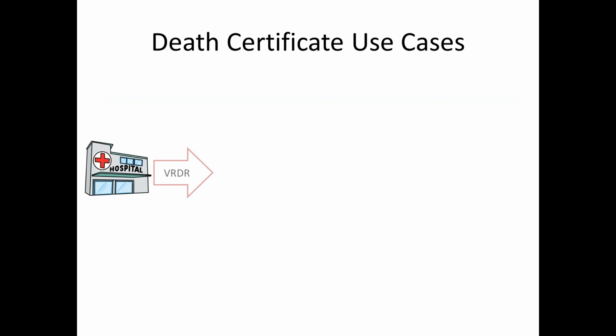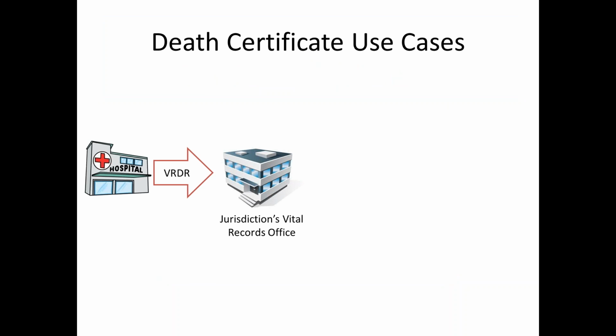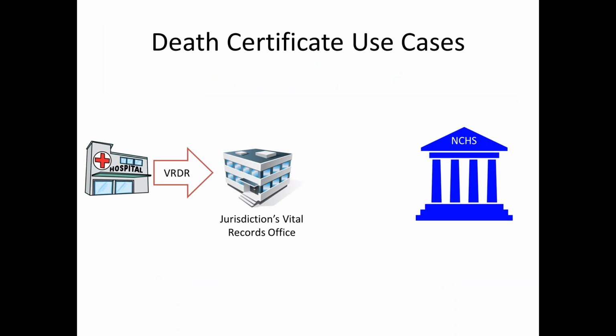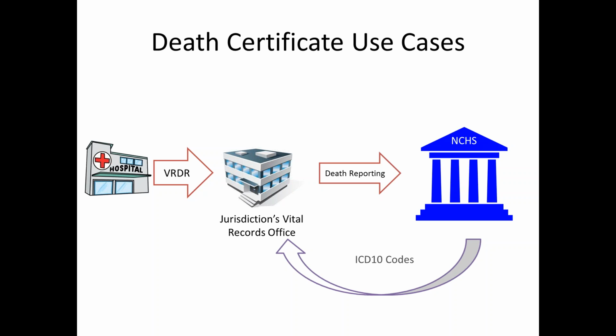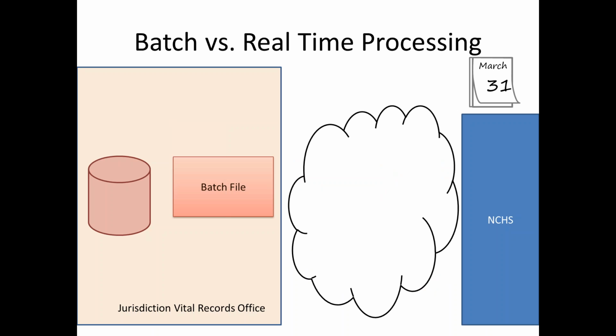We've already seen the use case from the hospital to the jurisdiction vital records office using VRDR, a CDA approach. There's also a need to send information from jurisdiction vital records offices to the National Center for Health Statistics. NCHS in return sends ICD-10 codes and bridged race and ethnicity back to the jurisdictions. Both of those needs can be met with HL7 messaging.